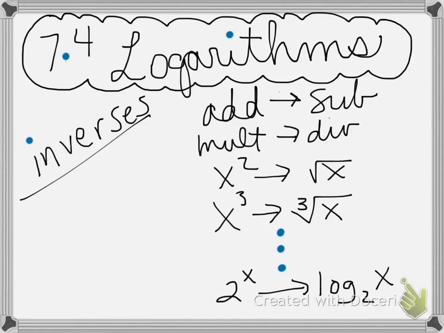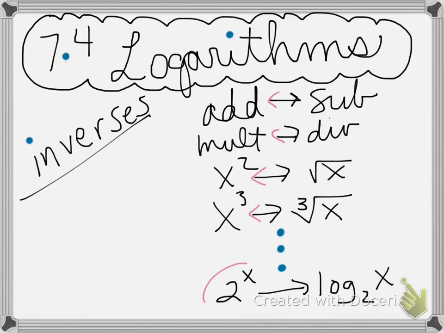We talked in Chapter 6 about inverse functions, how addition is the inverse of subtraction, and subtraction is the inverse of addition. Multiplication is the inverse of division, and vice versa. Division is also the inverse of multiplication. They're inverse operations. If you have x squared, then the square root of x will get rid of it, and vice versa. If you have x cubed, the cube root of x gets rid of it, and vice versa.